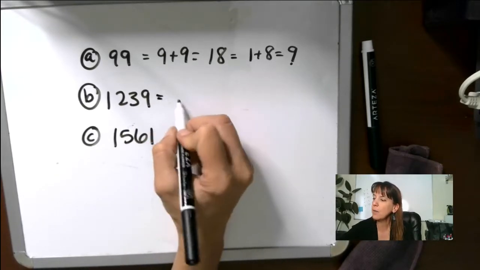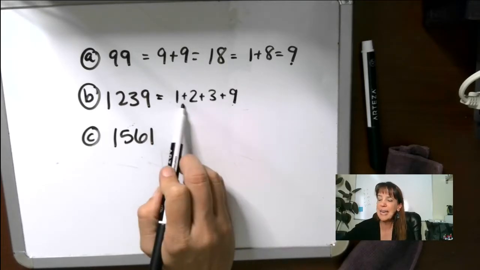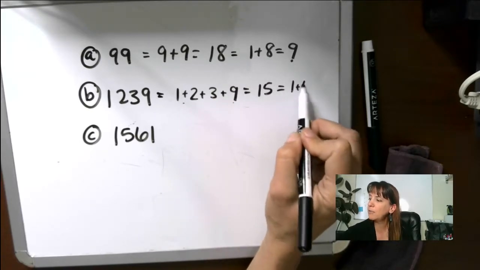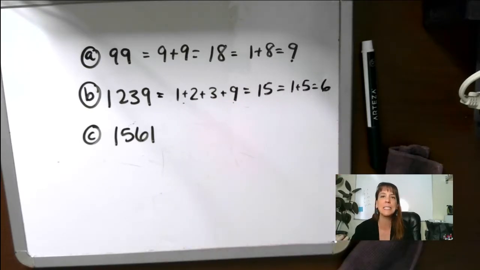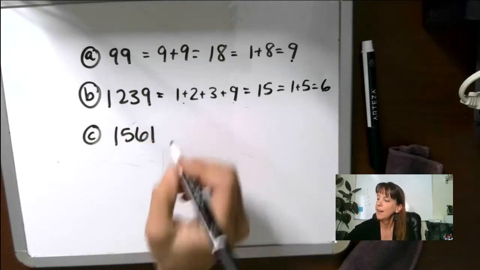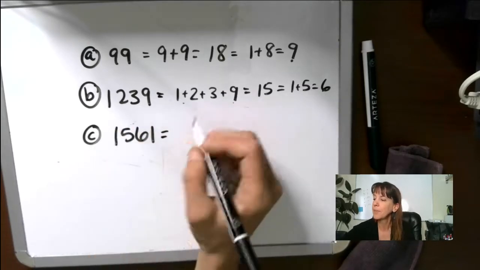Okay, so we've got this guy. We have 1 plus 2 plus 3 plus 9. 9 and 1 is 10, plus 5 is 15. Let's break it down further. 1 plus 5 equals 6. Does 3 go into 6? Yes, 3 is going to go into 1,239. 9 does not go into 6 though, so 9 is not going to go into that number.